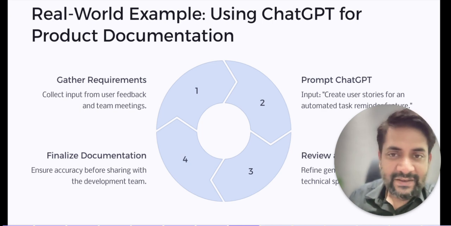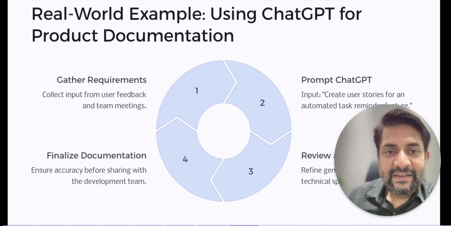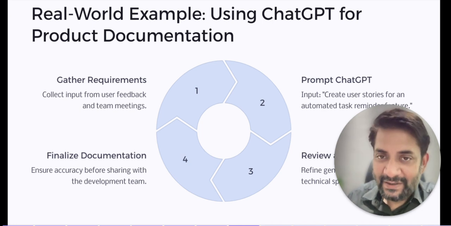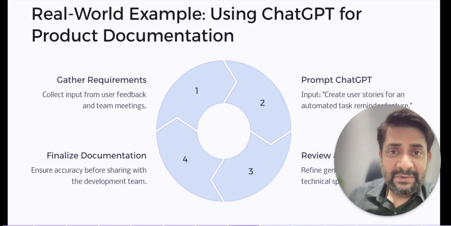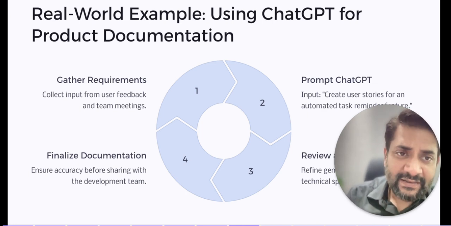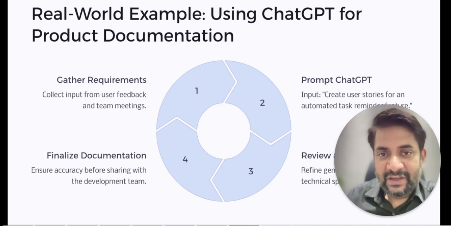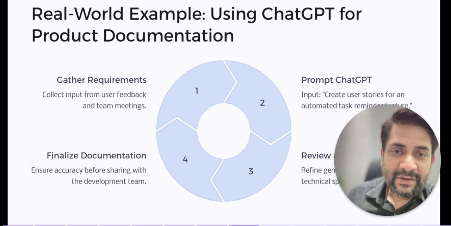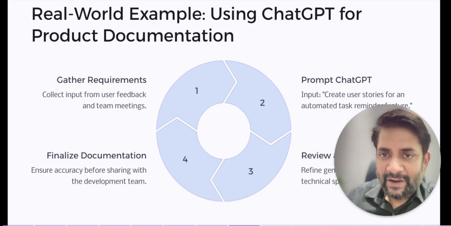Now you can review and refine the generated content to ensure accuracy and completeness before sharing it with the development team. So by utilizing ChatGPT, the product manager efficiently created comprehensive user stories and technical specifications, accelerating the development process and ensuring clarity in requirements.